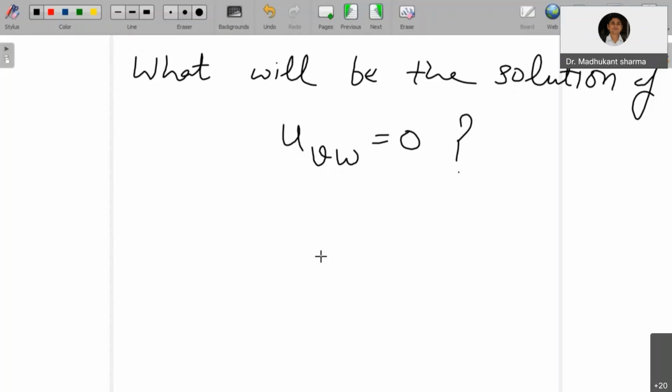Can someone give a try? What will be the possible solution? It is a second order partial differential equation. Can you relate the number of arbitrary functions? Two arbitrary functions. Two arbitrary functions.